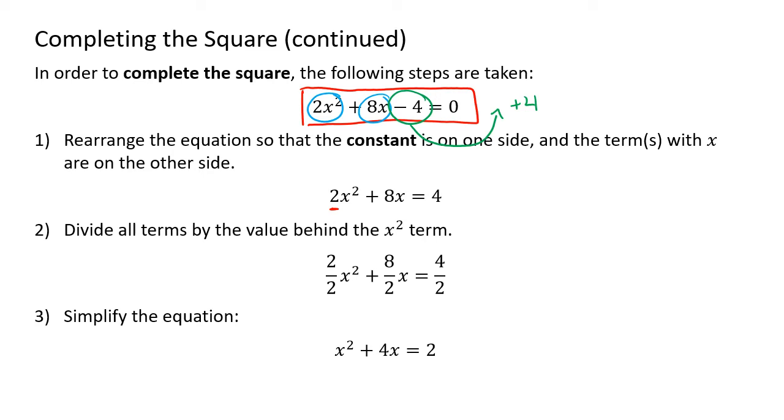So if we do that, we have 2 divided by 2, which gives us 1. 8 divided by 2, which gives us 4. And 4 divided by 2, which gives us 2. Note that it's not always going to work out to these whole numbers. When we do examples, you'll see it where you keep it as a fraction. Okay? So now what we're left with is x squared plus 4x equals 2. So no coefficient behind the x squared term, and we have the constant on the right-hand side of the equation.